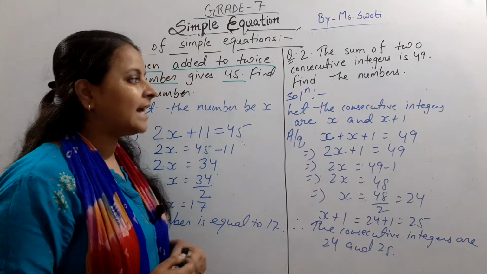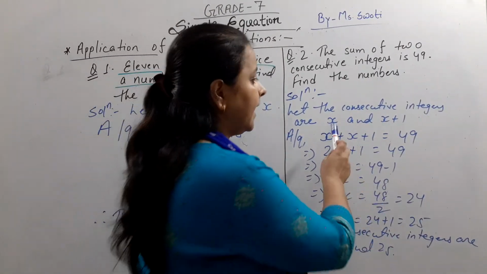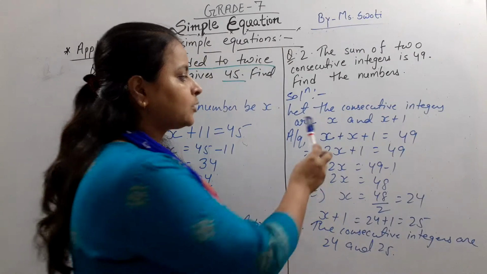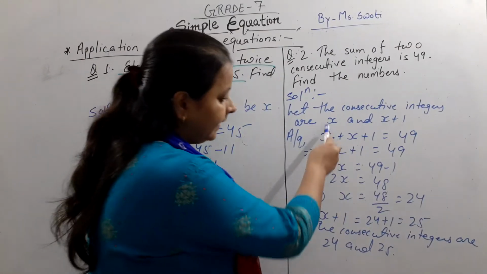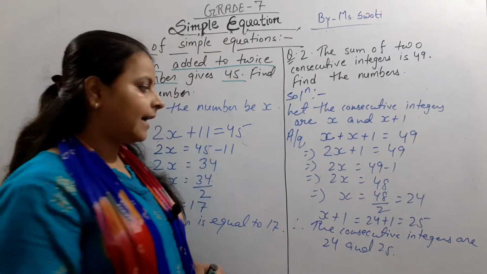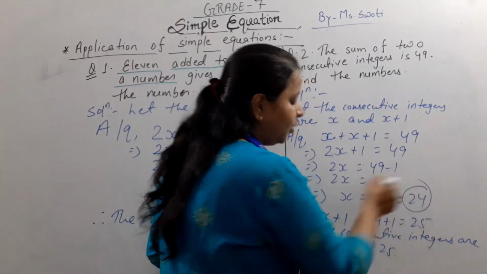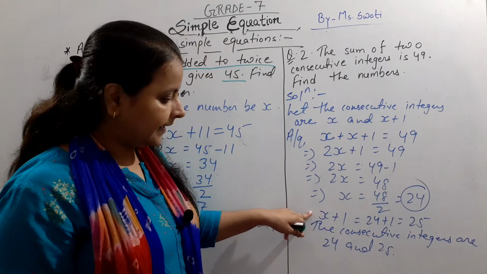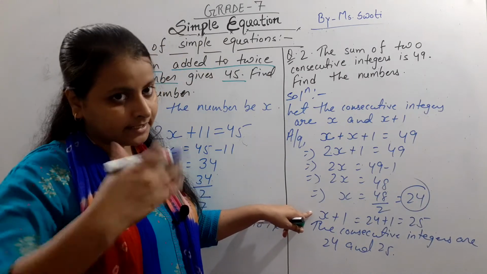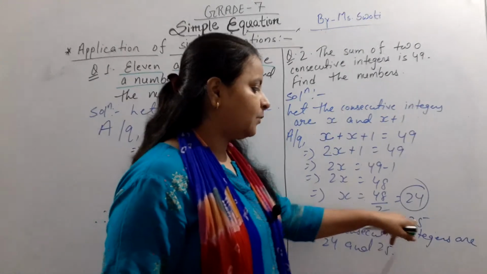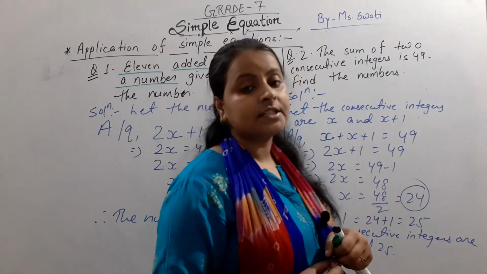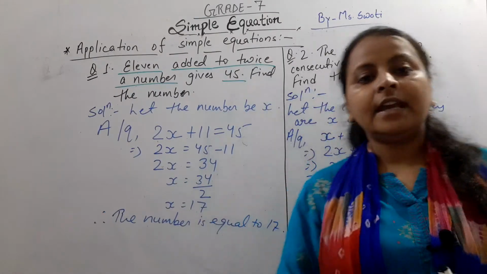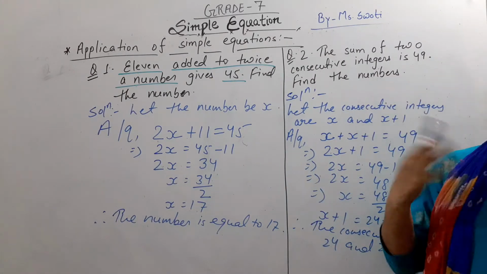What we do first? First we suppose that the consecutive integers are x and x plus 1. So the sum of consecutive integers is equal to 49, and we solve the equation and we get the value of x is equal to 24. So now we find the value of x plus 1, that is the next one. 24 plus 1, we get 25, and the required consecutive integers are 24 and 25. Now we move to our next question.